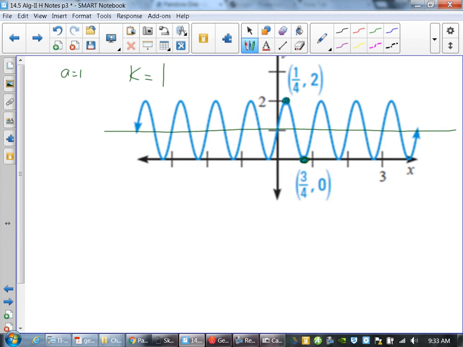Now I have to make a decision. Do I want this to be a sine or a cosine graph? Which one is going to be less work? Sine. The reason why it's going to be less work is because I started at a 0, and I cycle through 3 times. Now I'm going to go with the sine. Now I got to figure out b.